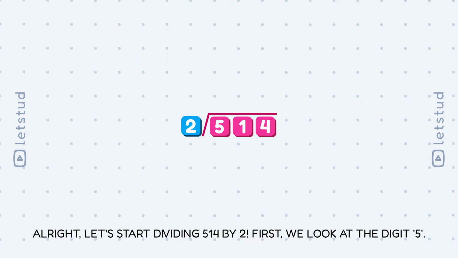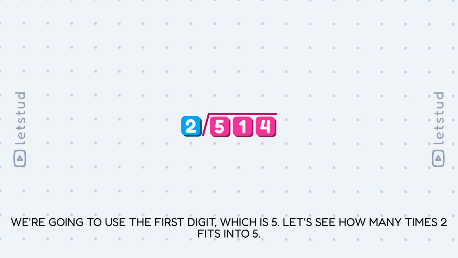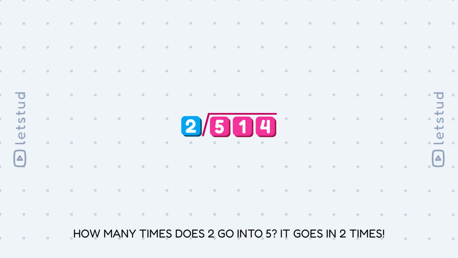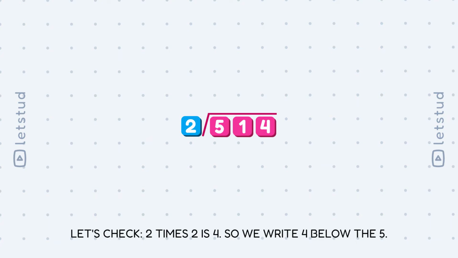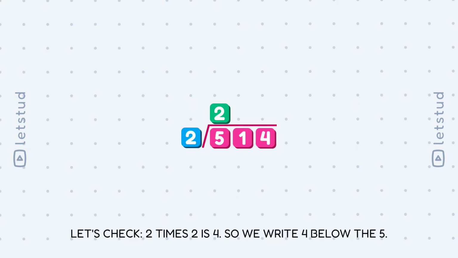Alright, let's start dividing 514 by 2. First, we look at the digit 5. We're going to use the first digit, which is 5. Let's see how many times 2 fits into 5. How many times does 2 go into 5? It goes in 2 times. Let's check. 2 times 2 is 4, so we write 4 below the 5.